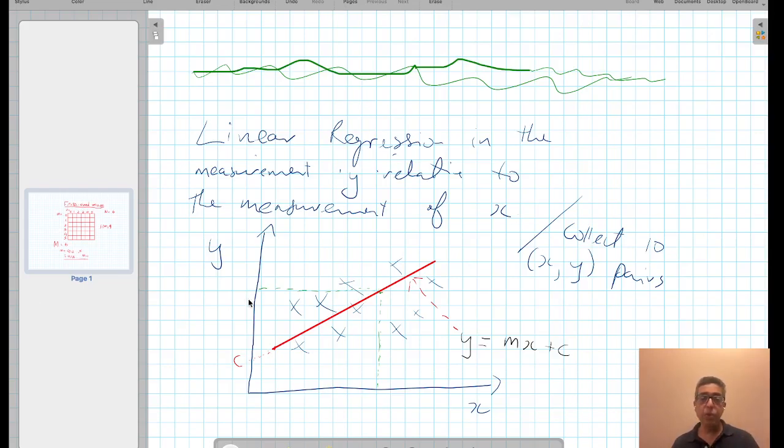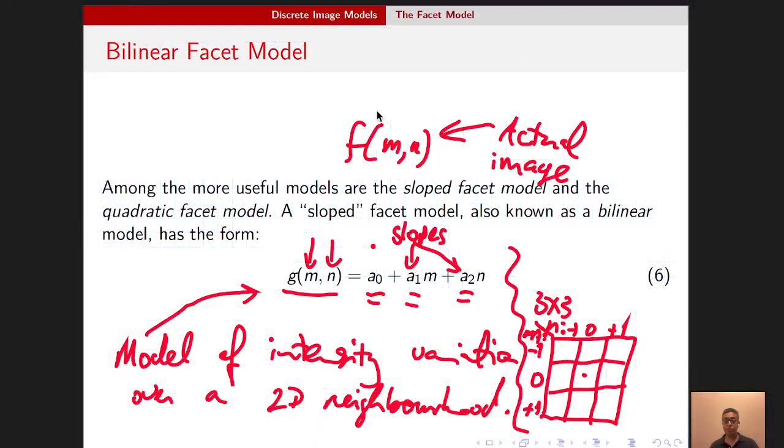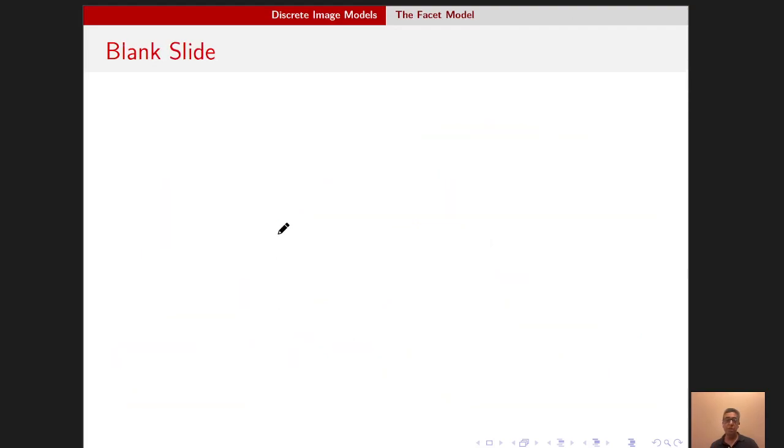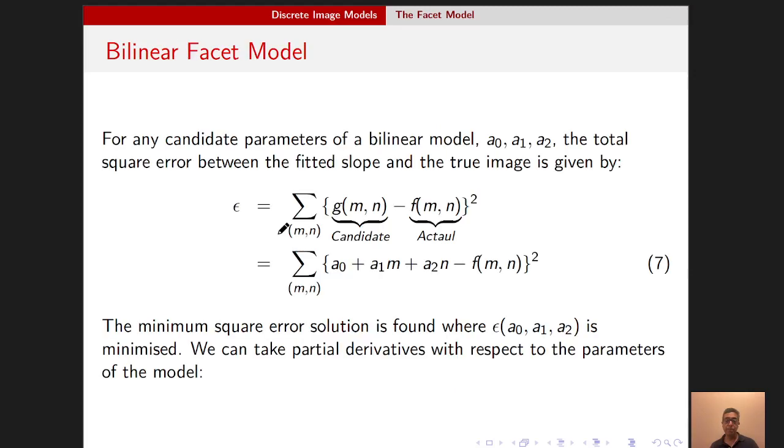However, we will also look later on at the use of the bilinear model for other purposes, such as understanding how we estimate gradients, or rates of change of intensity, within an image, using, in fact, convolution.